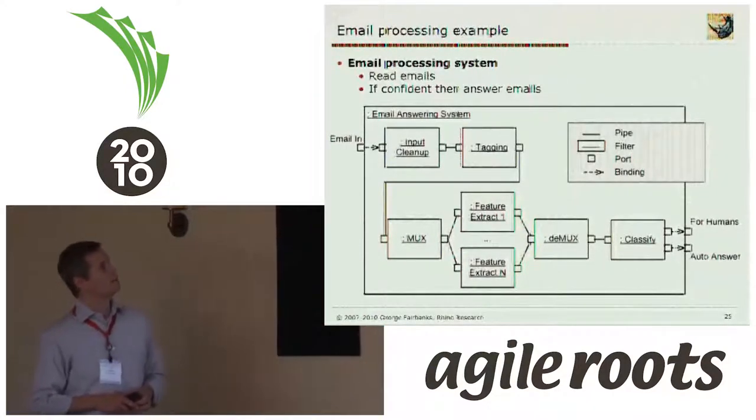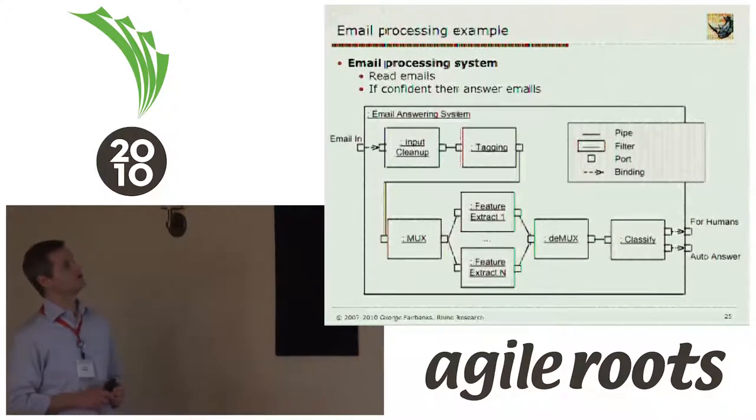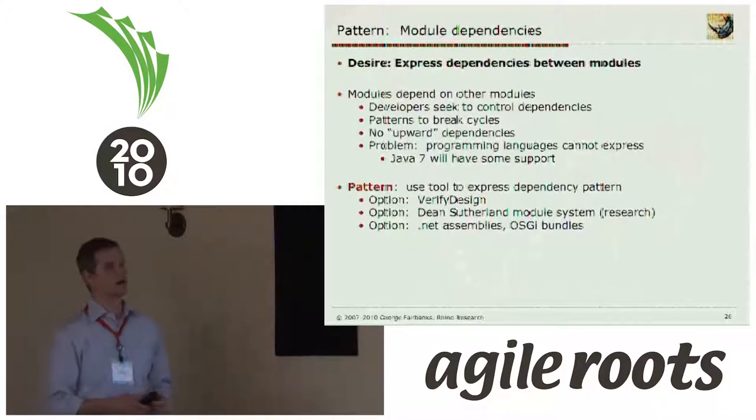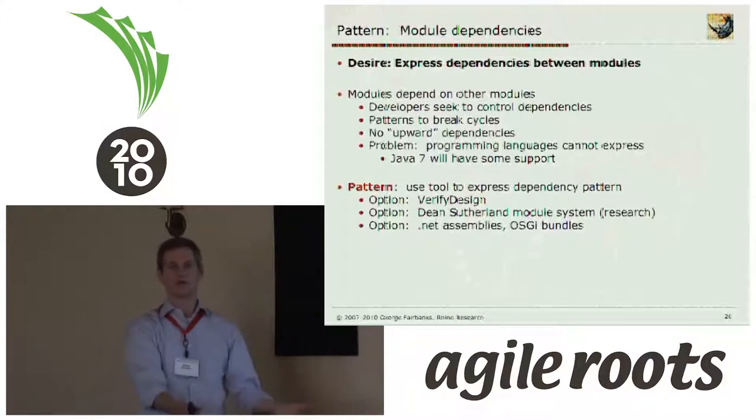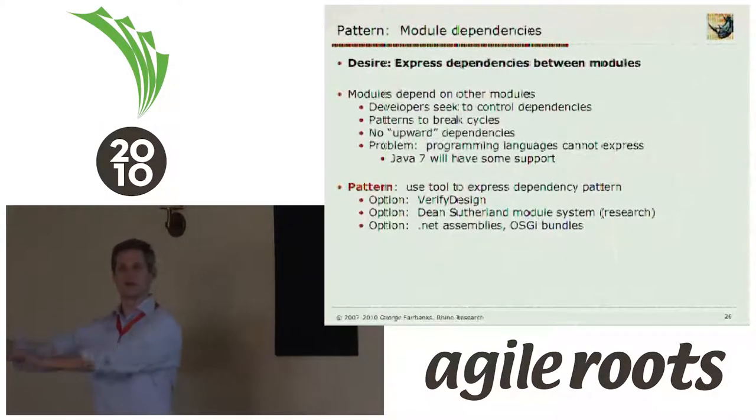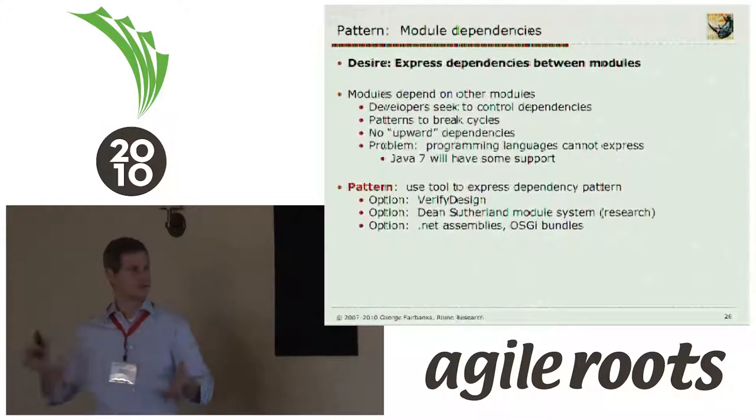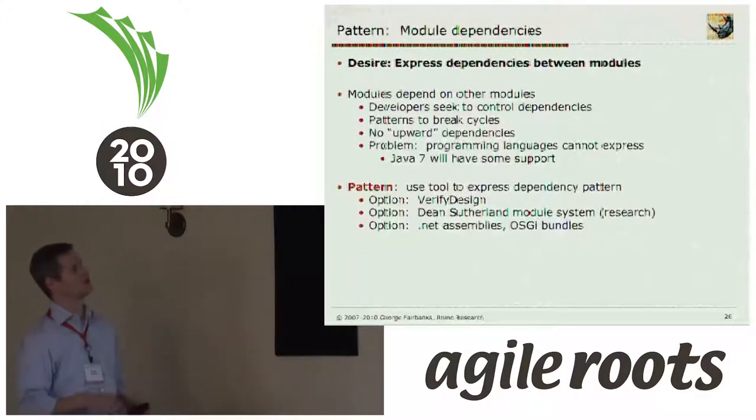Okay, so here's the first pattern. We would like to express module dependencies. And when I say module, I'm talking about a chunk of code. When I say component, I'm talking about something that exists at runtime. That's just the way the architecture guys talk about that.